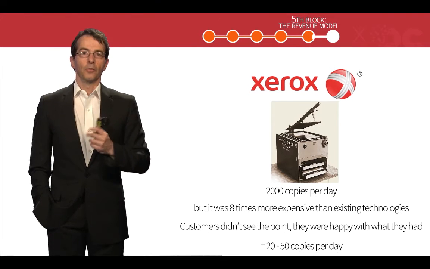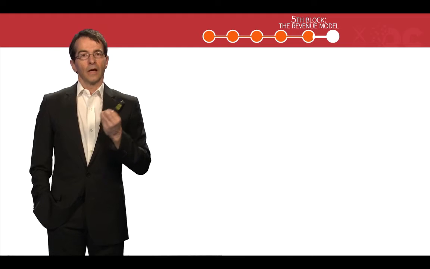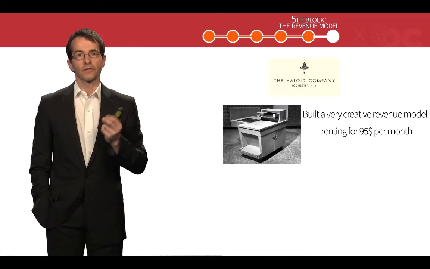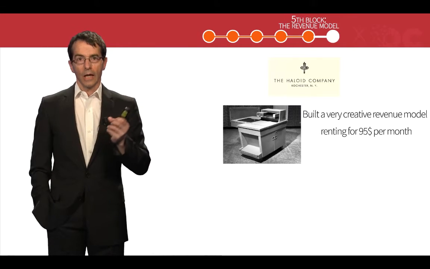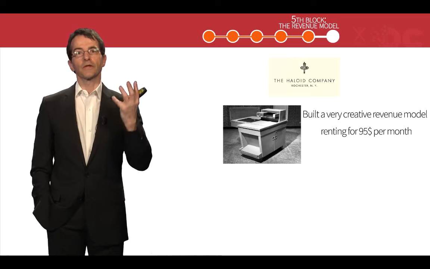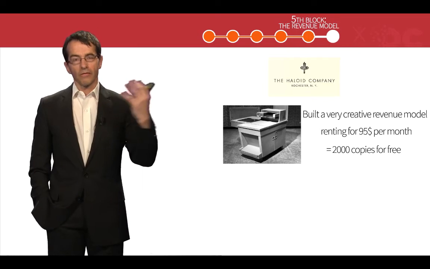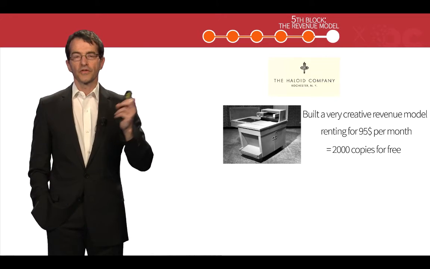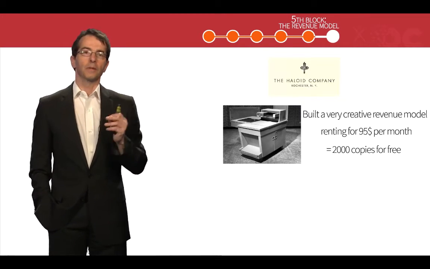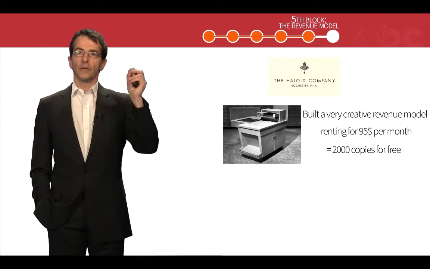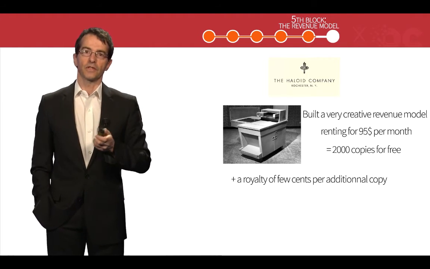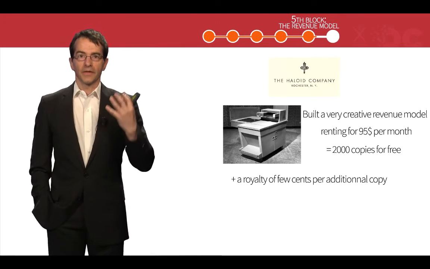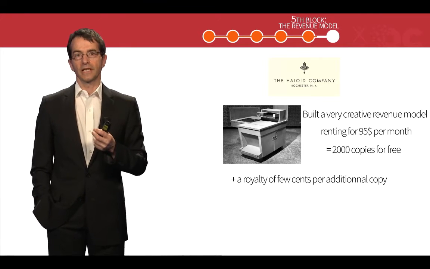So the way the problem was resolved is Haloid built a very creative revenue model, renting the copier for $95 per month, allowing for free 2,000 copies per customer, which was roughly what a group in a large organization were doing on a monthly basis. With just one additional trick, per additional copy beyond the threshold of 2,000, they would get a small royalty of a few cents per additional copy. This is actually what allowed the adoption of the copier to really take off.